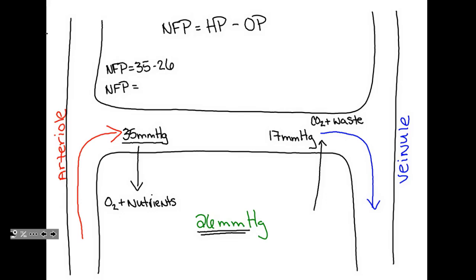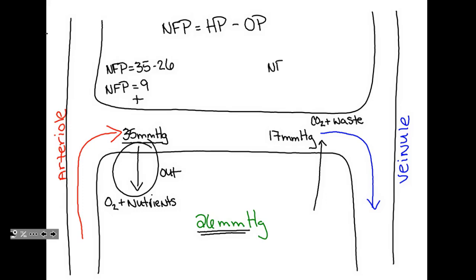And we know that 35 minus 26 is 9. That is a positive number. So therefore, we know that fluid is moving out of the capillary. Okay, so we did get that one right. Let's make sure that at the venial end, it also comes out correct.